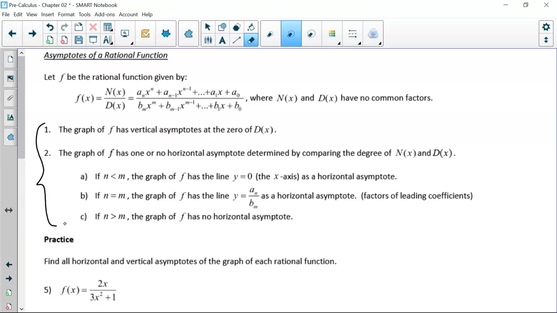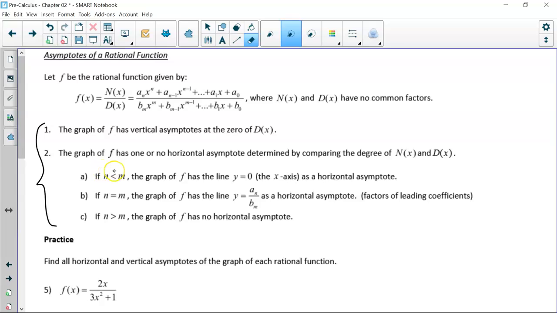The vertical is the real zeros of the denominator. Just set the denominator equals 0 and solve. You'll find the vertical asymptotes. The horizontal asymptotes are a little bit different. It deals with the degree of the numerator and the denominator.